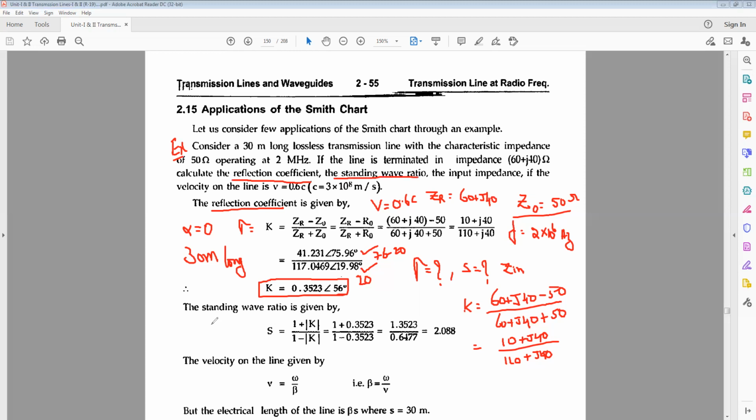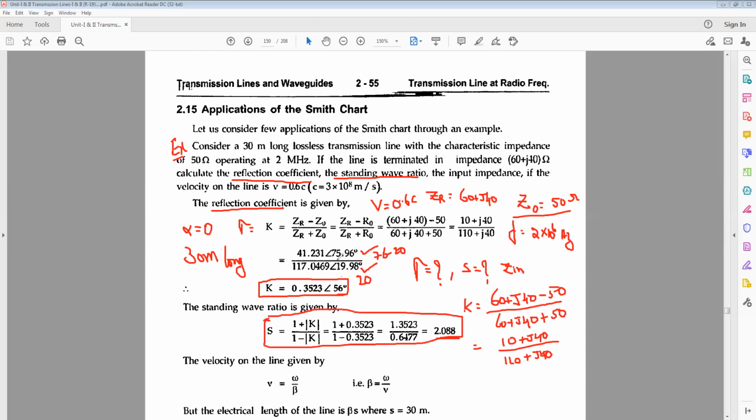The relation between the reflection coefficient and the standing wave ratio is 1 plus the reflection coefficient by 1 minus the reflection coefficient. This is a magnitude, not the angle, my dear students. S is equal to 1 plus the reflection coefficient magnitude by 1 minus the reflection coefficient magnitude. What is the magnitude here? 0.3523. So you can add it to the 1 and subtract it from the 1. You get 1.3523 and 0.6477. You can calculate this one, you get 2.088. S is equal to 2.088.